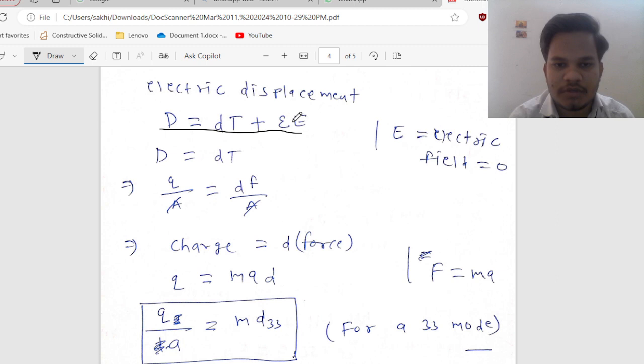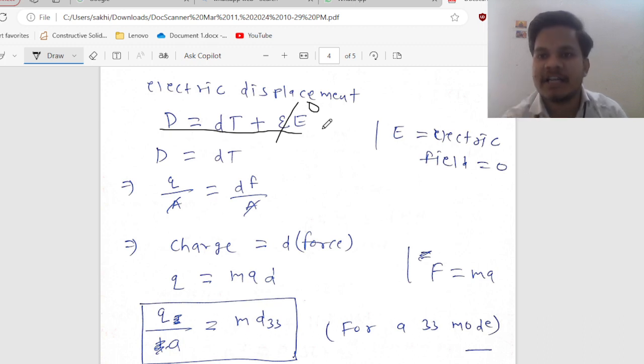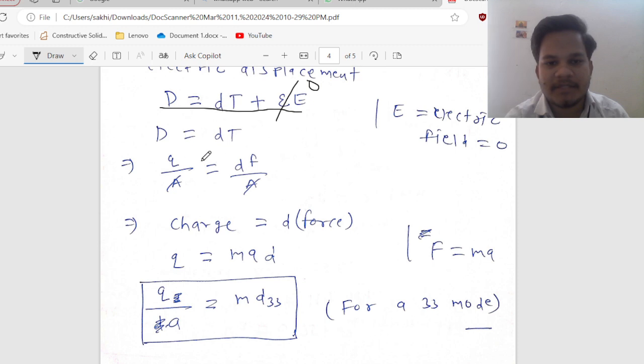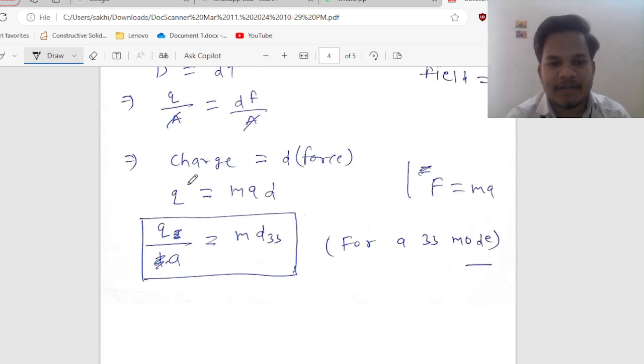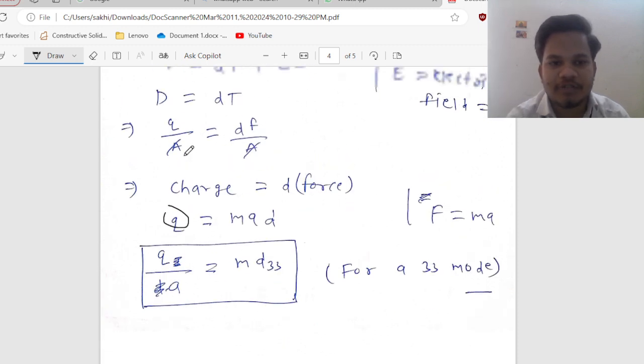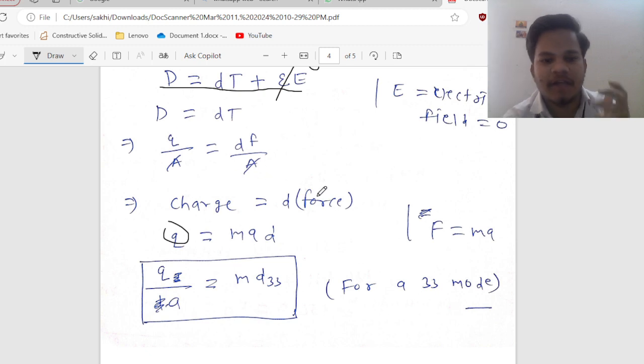So this is 0, because the electric field is 0. We are not applying any external electric field. So by simplifying this we can get Q, the charge, because electric displacement is charge by area. Electric displacement is charge by area.